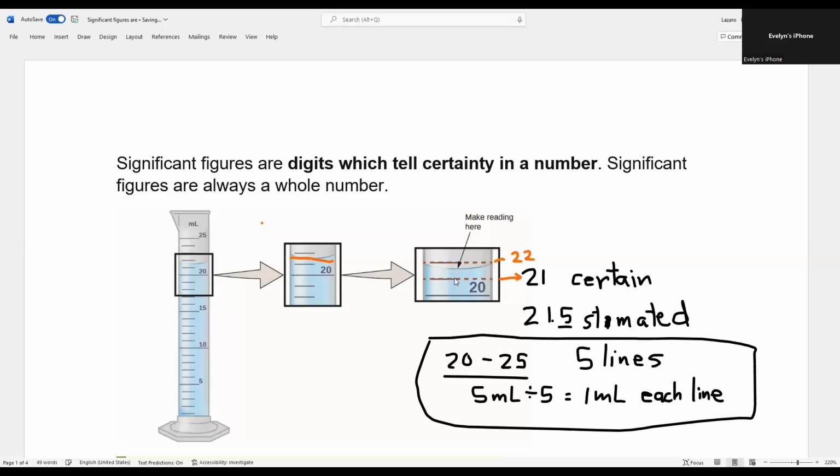So from 21 to 22, you can say that maybe it is 0.5. That's why you are estimating the 0.5. Maybe another student can say 0.6, another student can say 0.4. It depends on the one that is doing the measurement. That's why we call this estimated.